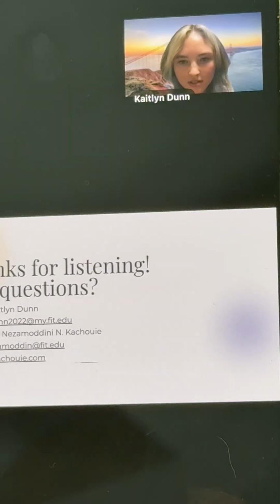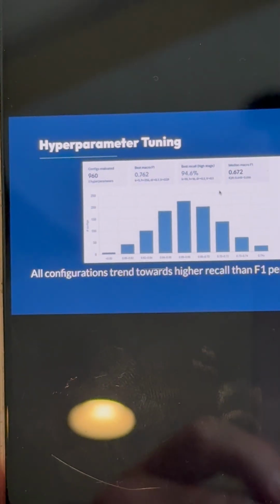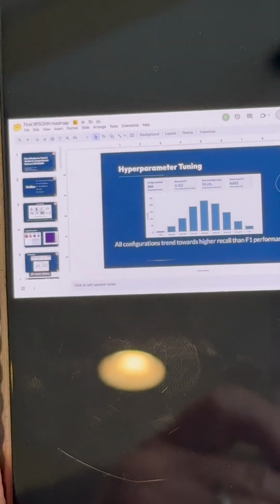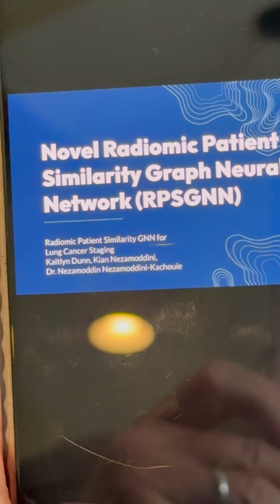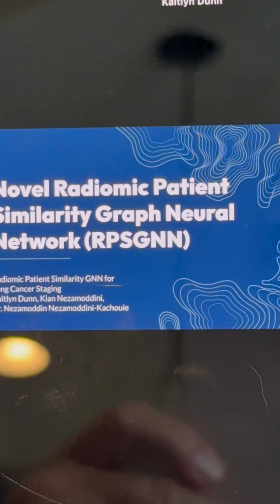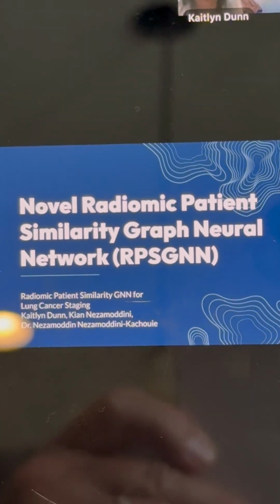Let me stop share. Wait, you need to sit closer. Okay, there we go. We're on the wrong slide. Okay, can everyone see our screen? Yes, we can.